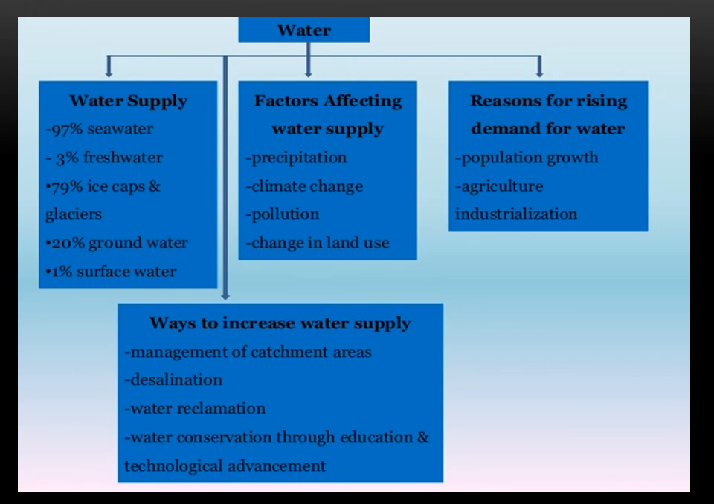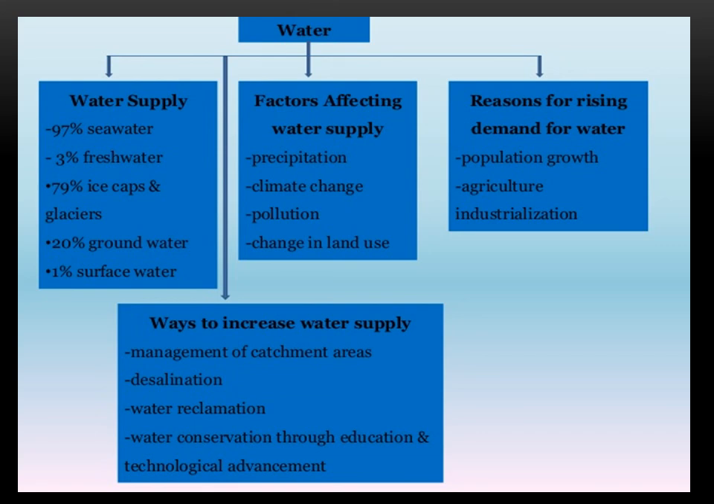So we are done with the chapter. For a recap, let me give you a glance here. We are done with the water supply, and we know that 97% is seawater, only 3% is fresh water, and of that 3%, if we take it as 100% of fresh water, 79% is stored in ice sheets and glaciers, 20% is stored as groundwater, and only 1% is the surface water of rivers, lakes, and streams.